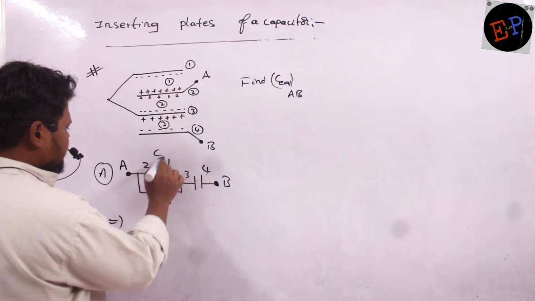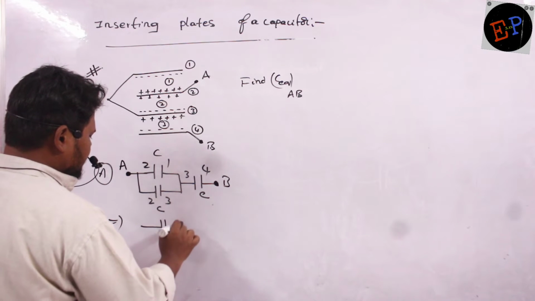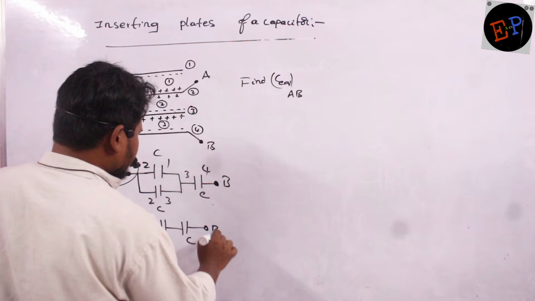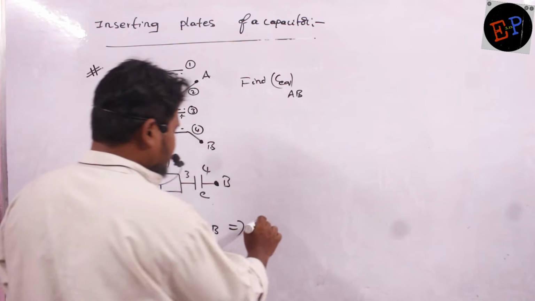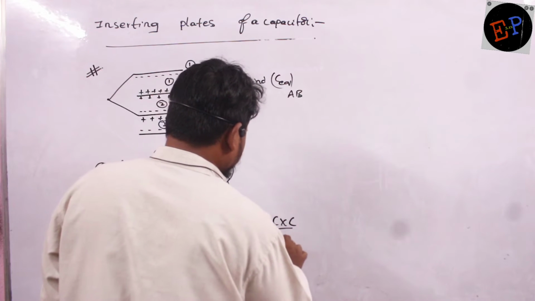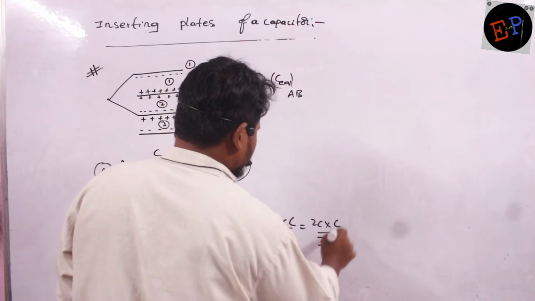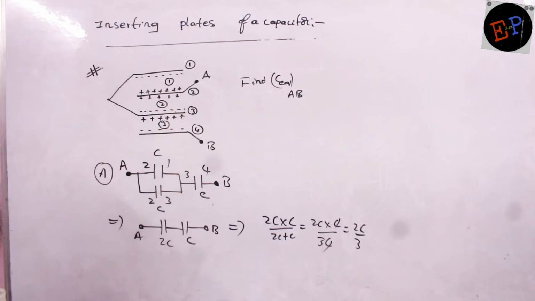So this is C, this is also C, and this is C. Therefore this is 2C and this one is C. This is point A and this one is point B. So 2C and C are connected in series connection. So 2C into C divided by 2C plus C, so 2C into C divided by 3C. Therefore it is 2C divided by 3. That is the equivalent capacitance.